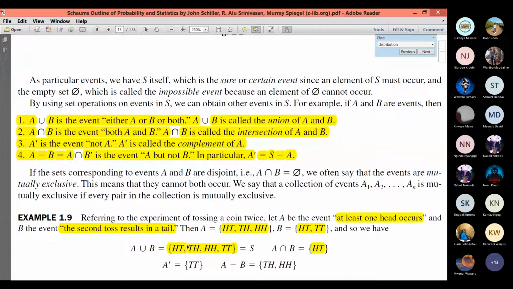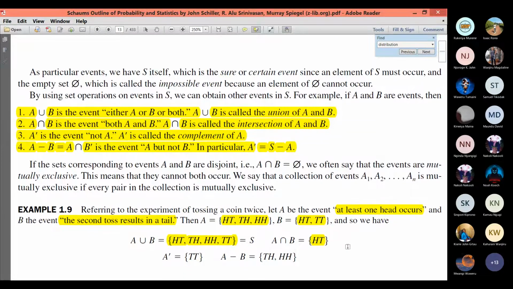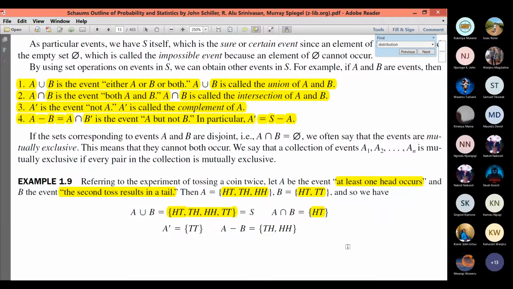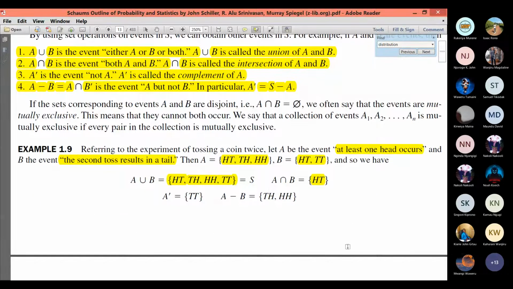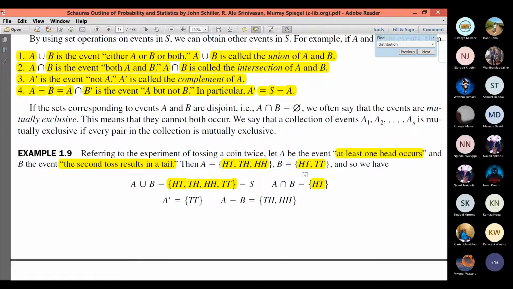So if you thought you may never apply sets, there you go. You'll come across them, and you'll come across this as we go along. So that was basically just to make you understand how to use the idea of sets in sample spaces and in events. There's something here called disjoint.